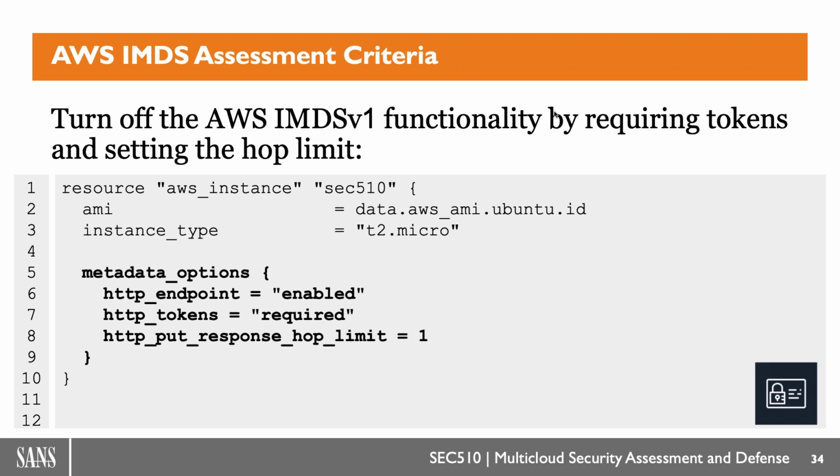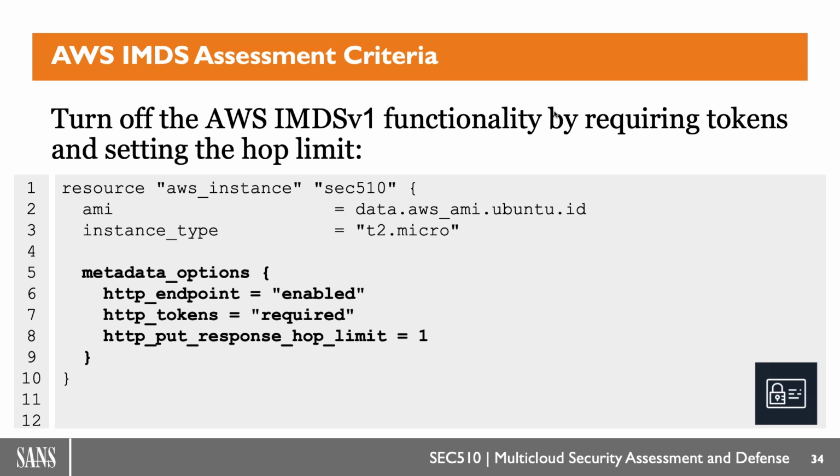This is going to turn off the IMDS v1 functionality in AWS. Line 6 keeps the endpoint enabled because our application still needs access to the metadata. It still needs credentials. But line 7 requires that we provide that session token that we get by doing the put request that Eric showed earlier. In addition to that, we set the time to live for the request to a single hop. So if this was compromised, it would not actually make it all the way back to the attacker. The IP packet would expire.